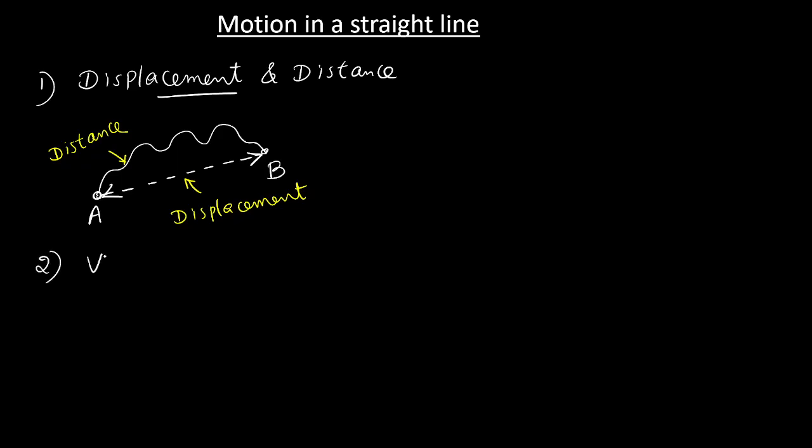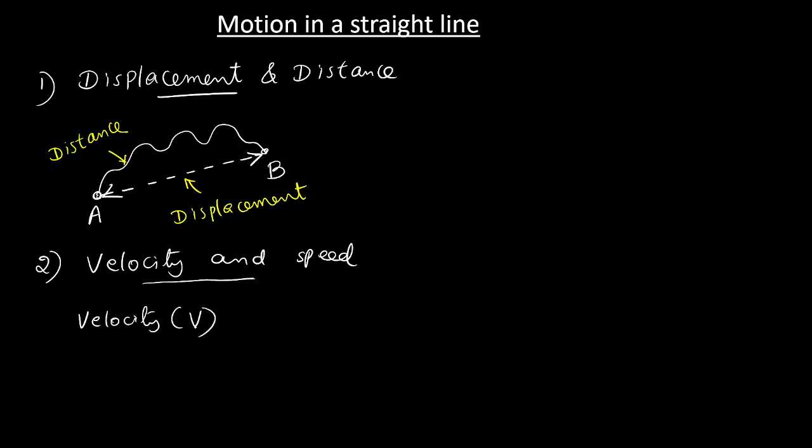The next is velocity and speed. What do you mean by velocity? The definition: velocity is equal to displacement divided by time. Meaning that in 1 second, how much displacement? I have already explained the meaning of displacement. In 1 second, how much displacement? The unit is what? Meter per second.